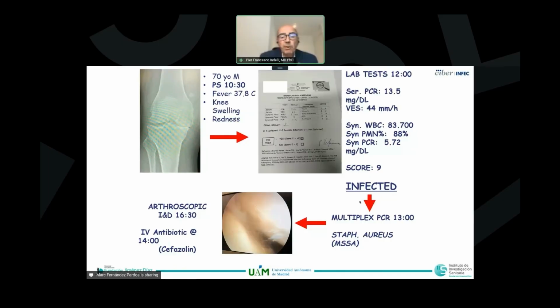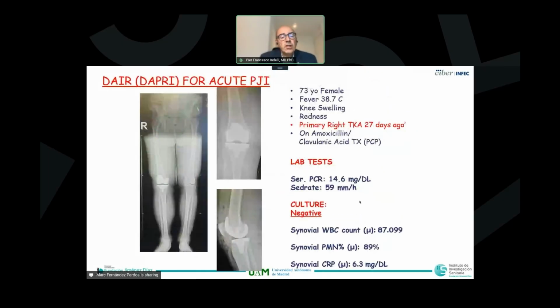We sent the sample for multiplex PCR. So the syndromic panel came back in 1 hour, and we identified Staphylococcus aureus. In this case, it was an MSSA. So at 2 p.m., our anesthesiologist started targeted antibiotics for this patient, and the patient at 4:30 p.m. underwent arthroscopic irrigation and debridement of this knee. So as I told you, we use these DAPRI procedures instead of a classical one.